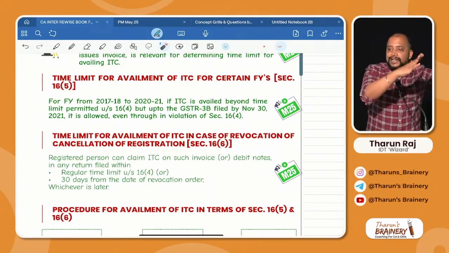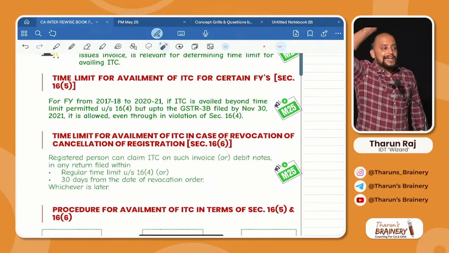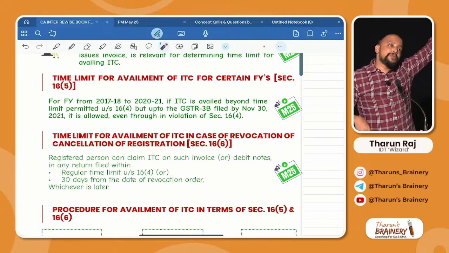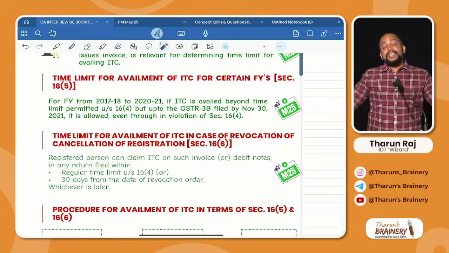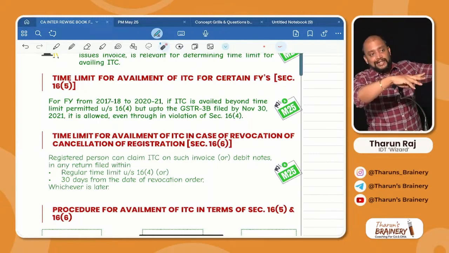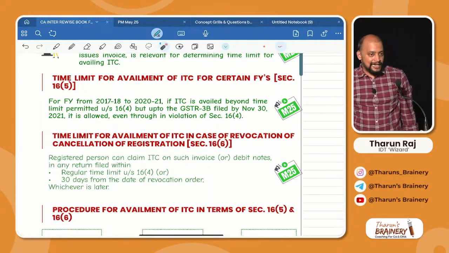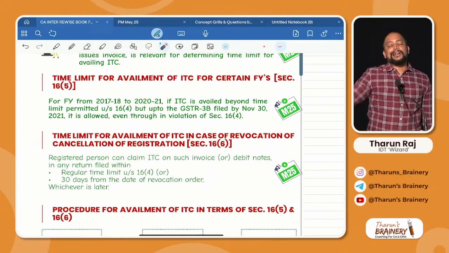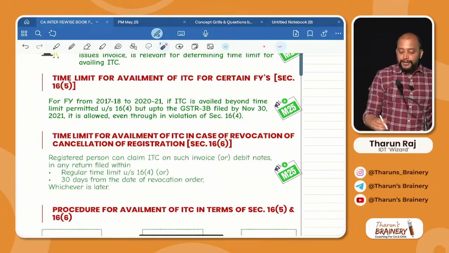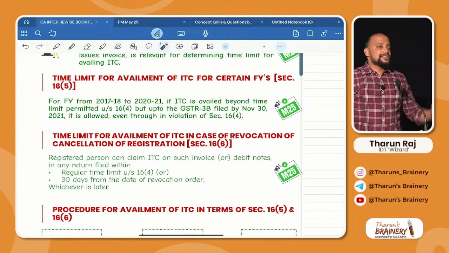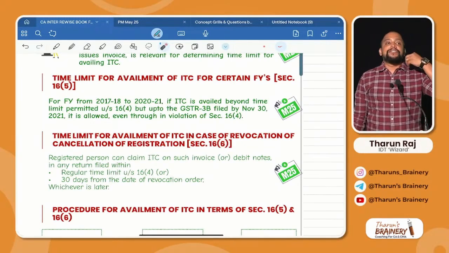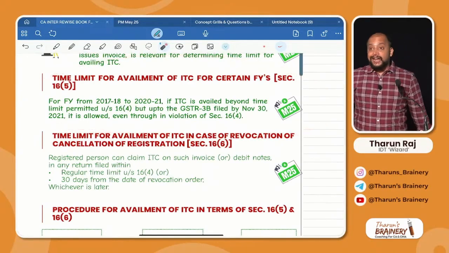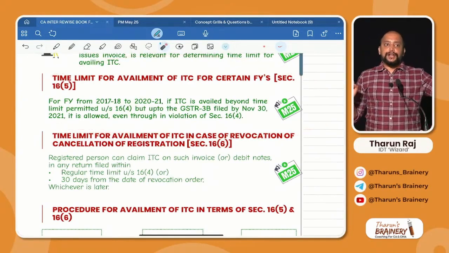At that time, the GST department rejected the ITC stating that, boss, you took the ITC beyond the time limit. Now the government, to give a benefit to those people, came out with a provision that even if those ITCs were rejected at that time, now you can enjoy the ITC. Got it? Because the Supreme Court gave instructions to the central government that what you are doing is wrong, for these financial years GST law was not that much implemented, so give relief to the taxpayers, because of which the government is coming out with this provision, and only for financial year 17-18 to 2021.